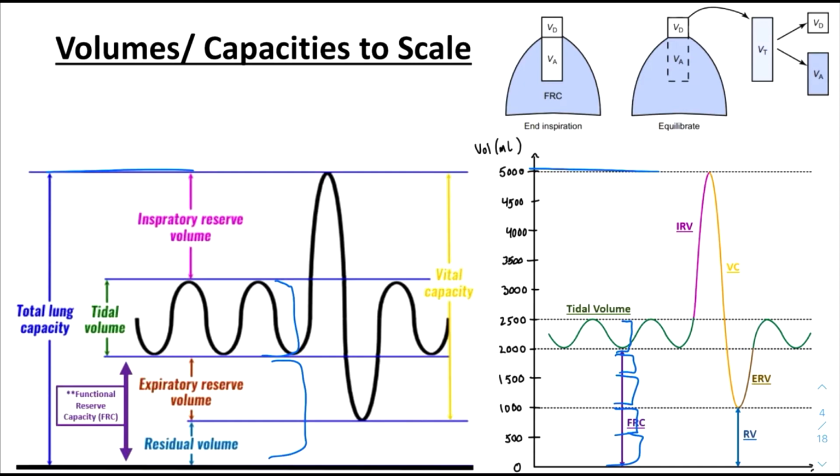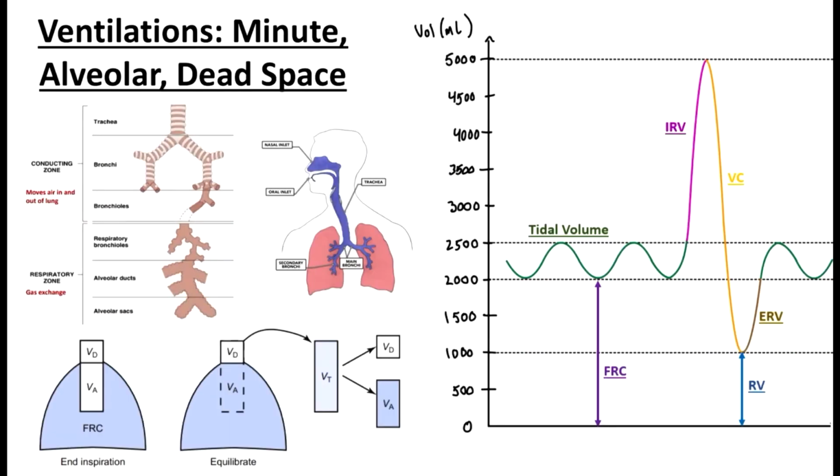Now we're going to do a deeper dive into these ratios of volumes. But first, let's get a side-by-side of this new diagram with the fuller respiratory tract. Now that we have both this graph and these diagrams together, we can start to discuss and label the concepts of minute ventilation, alveolar ventilation, and dead space.